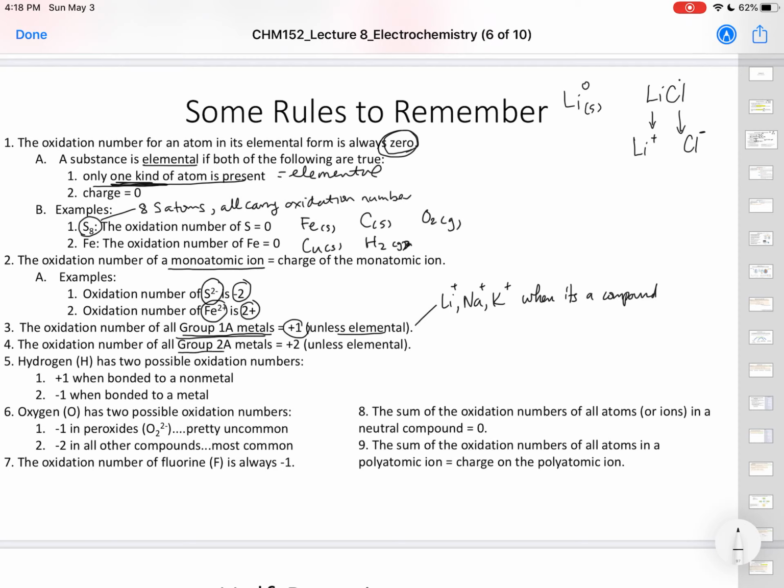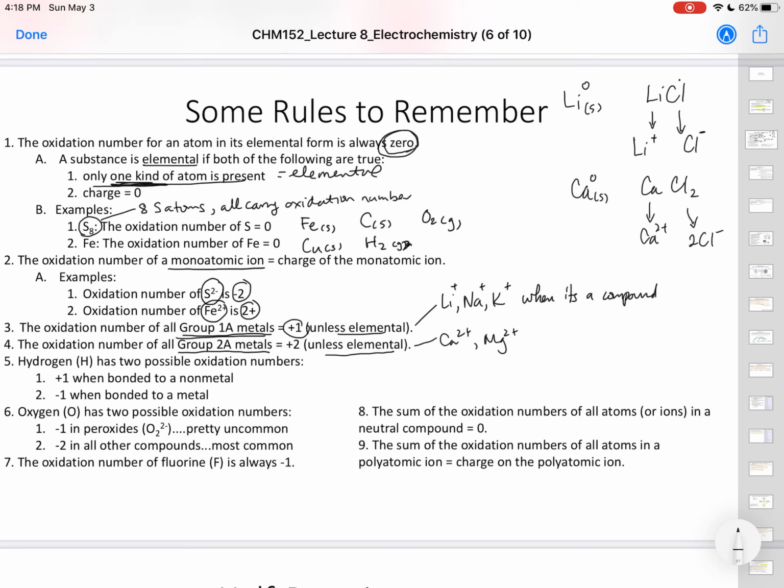And as an extension of that, if it's a group 2 metal, group 2 is the alkaline earth metals. These are things like calcium 2 plus, magnesium 2 plus. We know they're in the second column. They are 2 plus, unless again elemental. And again we say calcium is 0 if it's a solid, but if it is calcium chloride, then it is Ca2 plus, and each Cl is minus. So we say each Cl, or 2 Cl minuses.